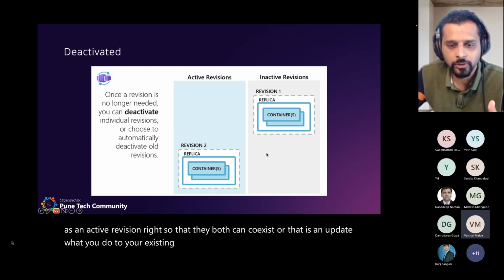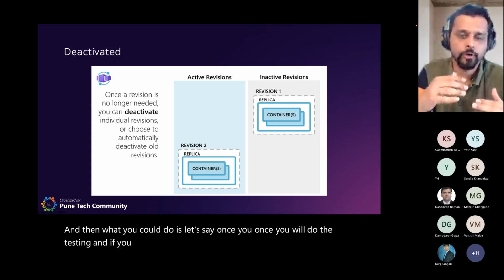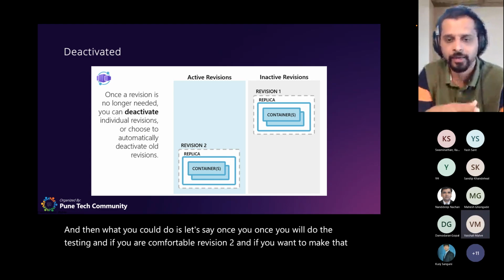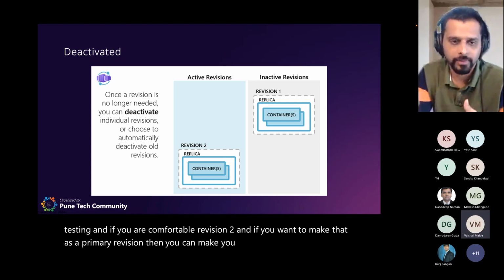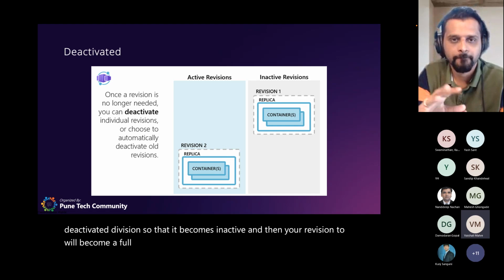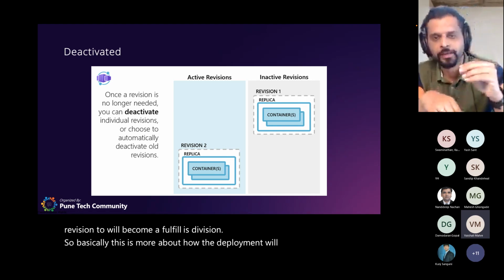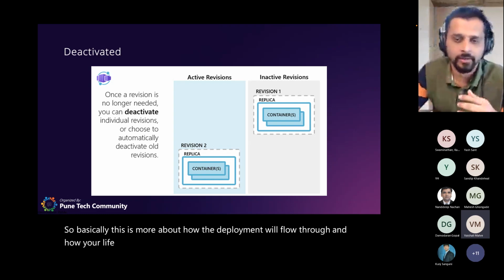And then what you could do is, let's say once you do the testing, and if you're comfortable with revision 2, and you want to make that the primary revision, then you can make your existing revision inactive. Basically, you deactivate the revision so that it becomes inactive, and then your revision 2 will become the full-fledged revision. So this is more about how the deployment will flow through, and how the lifecycle of your application can happen. That is what I'm trying to explain in these slides.